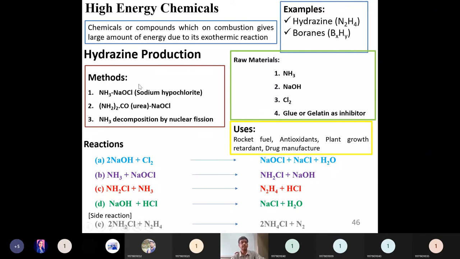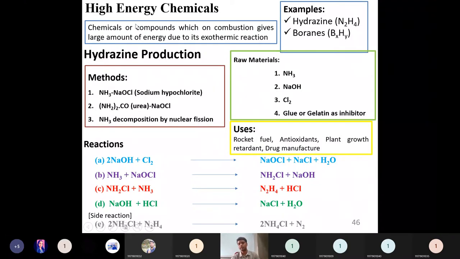Largely, hydrazine is produced using the ammonia hypochlorite method, the first method. To produce hydrazine using the second method, the urea hypochlorite method, a very high production of urea needs to be there. Urea is used for agriculture purposes also. So there should be a surplus amount of urea production, then only this route is possible. Otherwise, the next possible route is ammonia decomposition by nuclear fission reaction.